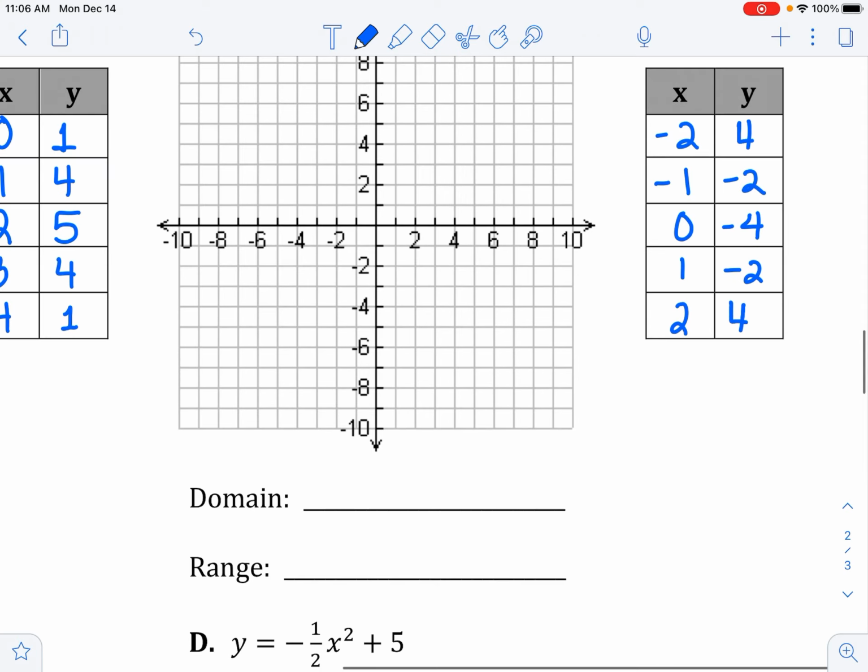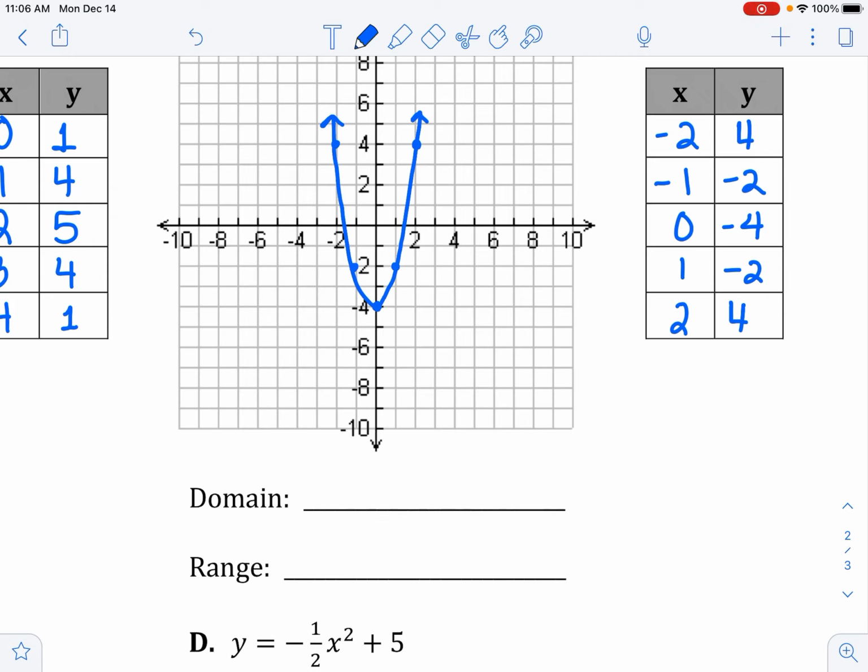All right, now I'm going to graph my points. I have (0, -4), (1, -2), and (-1, -2). And then I have (2, 4) and (-2, 4). And there's my upward-facing parabola.